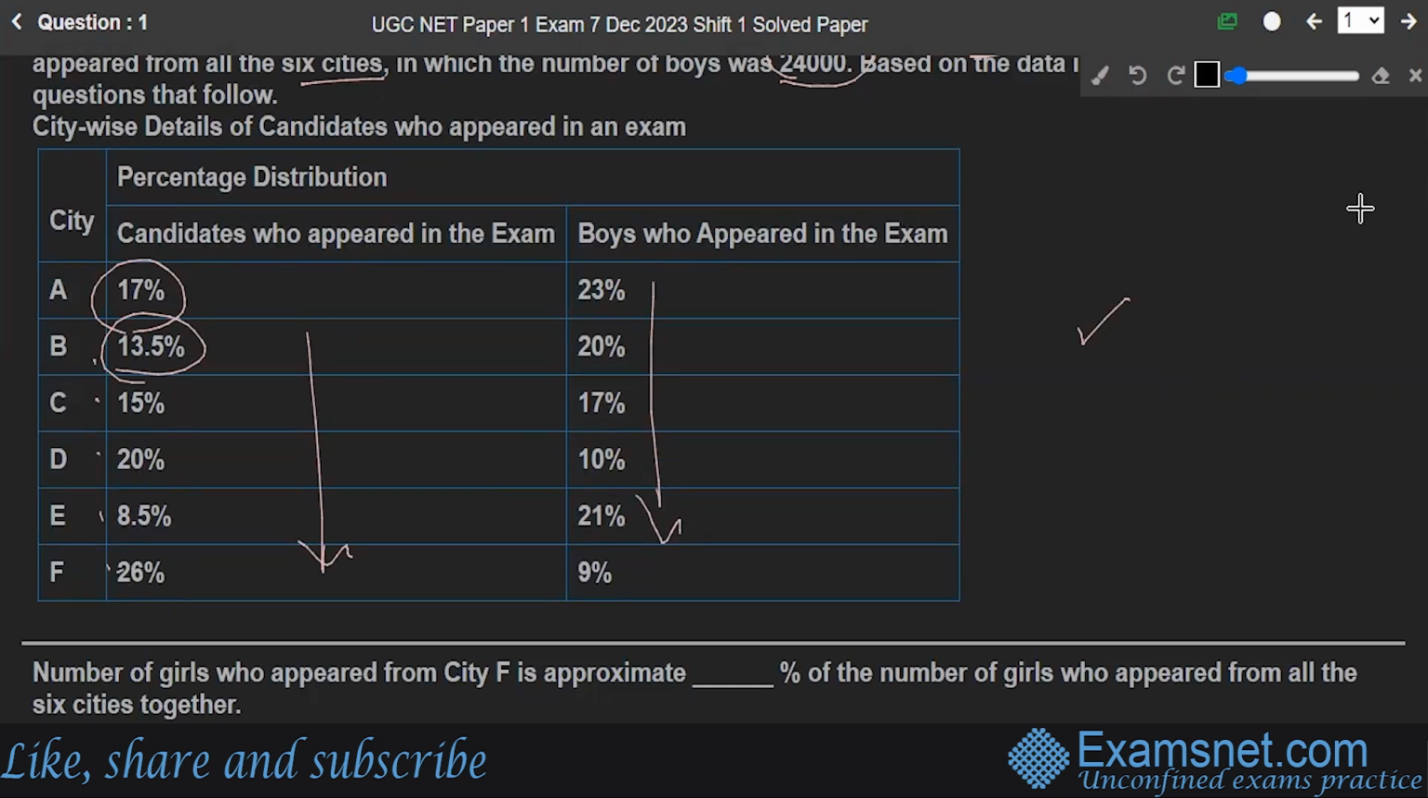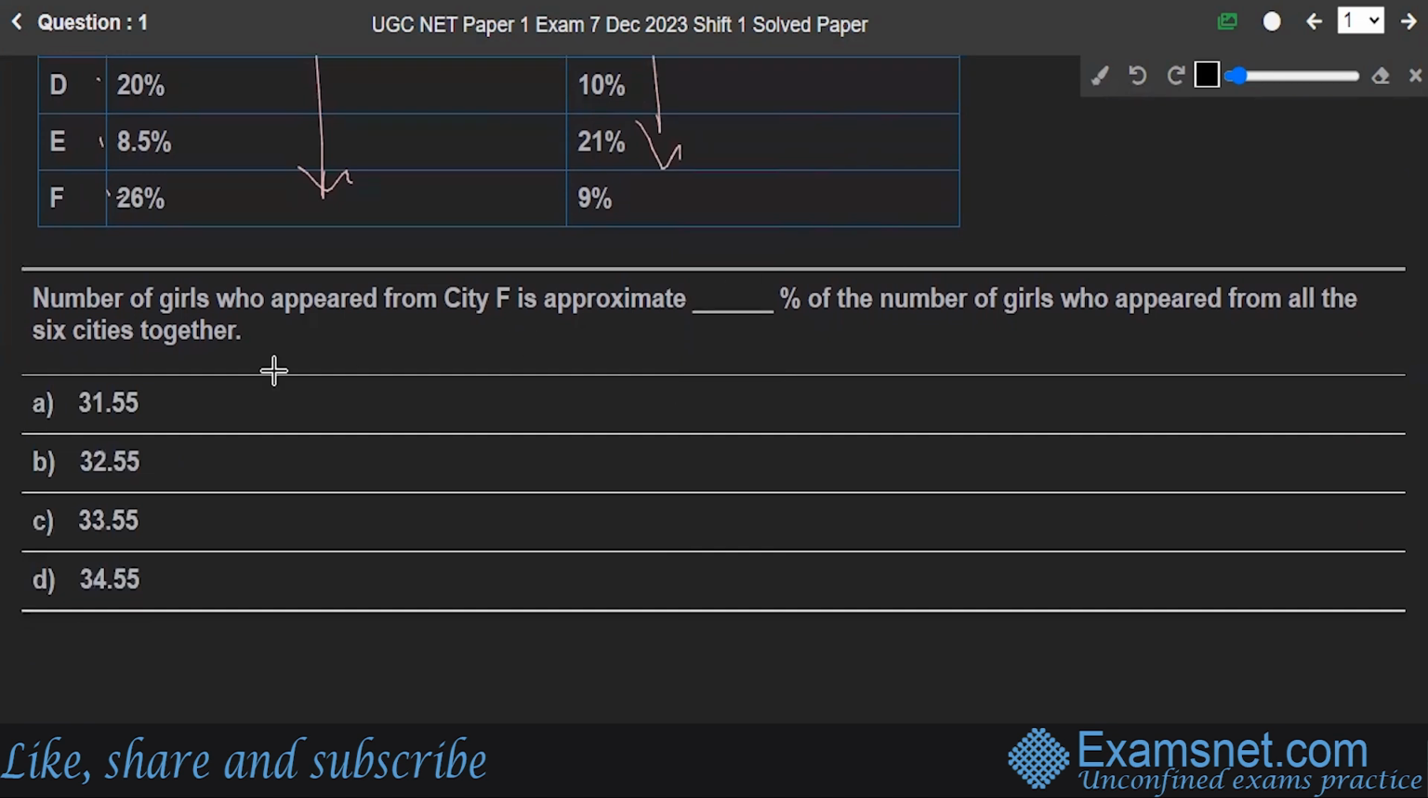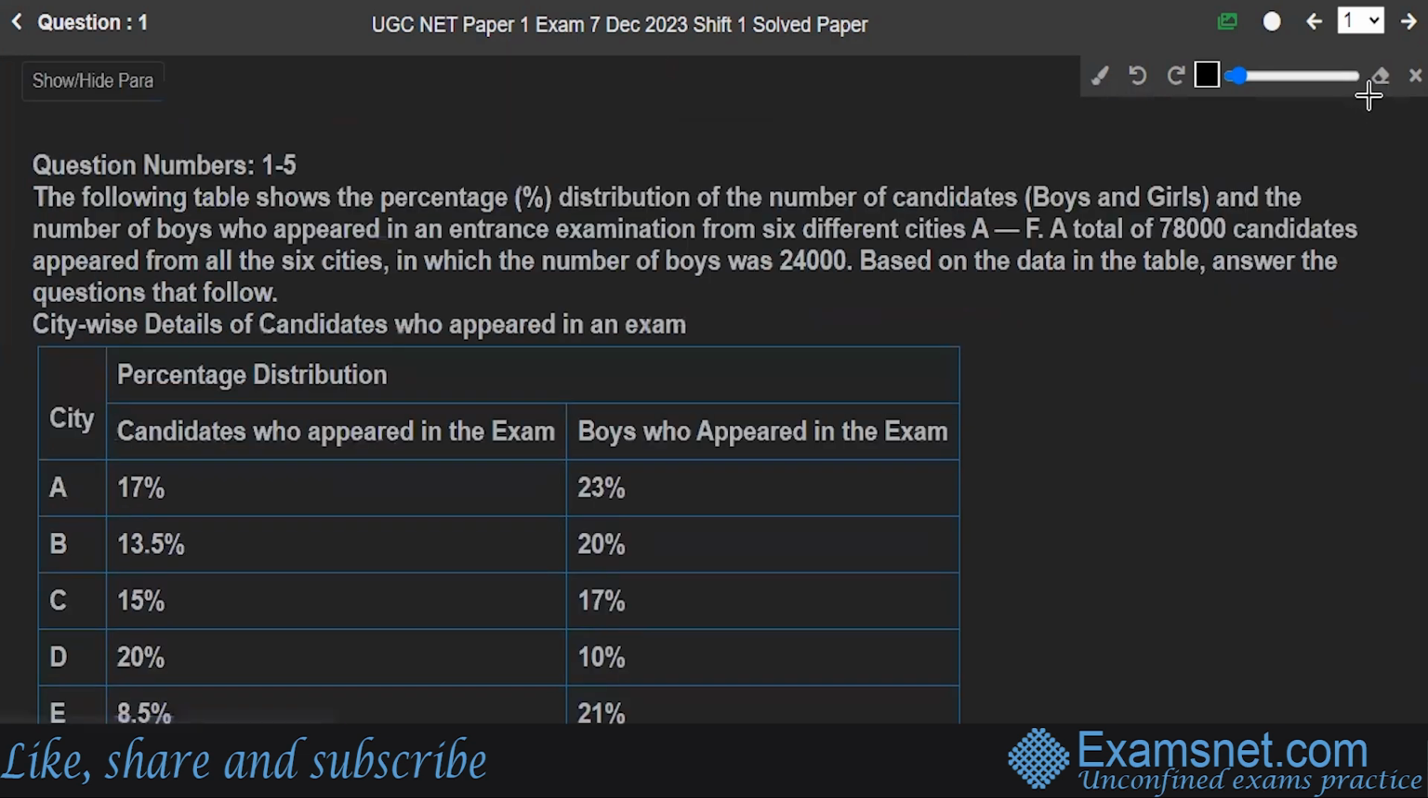Now, the number of girls who appeared from city F. The first question says the number of girls who appeared from city F is approximately dash percentage of the number of girls who appeared from all the 6 cities together. First thing, total candidates 78,000, and the number of boys is given to you. So let's find out the number of girls. Number of girls will be the total candidates minus the number of boys. That's equal to 54,000. This is the number of girls.